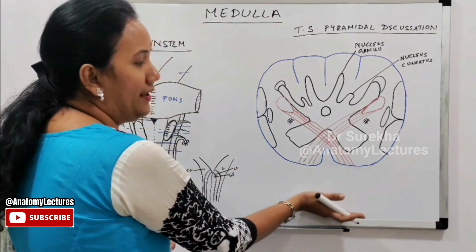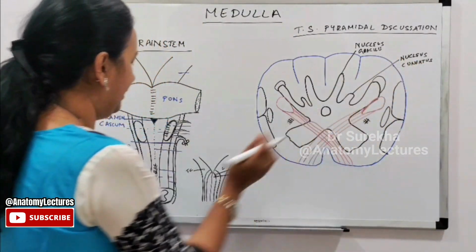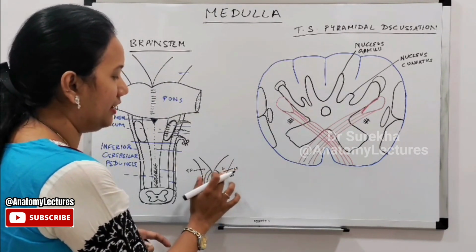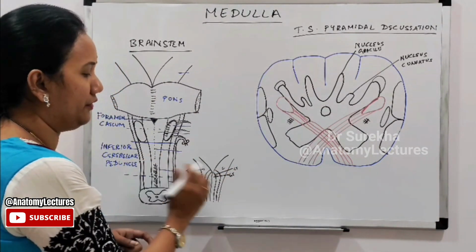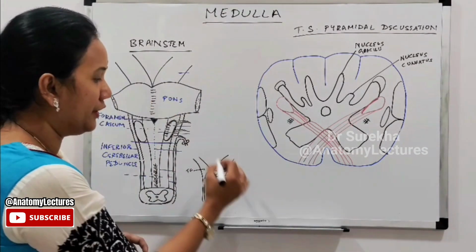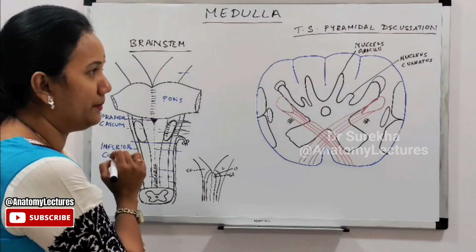So this is the ventral aspect and this is the dorsal aspect. So you relate this here. This is the dorsal aspect of the medulla. We have seen the gracile tubercle and we have seen the cuneate tubercle. The medial most is gracile, and lateral to that we have seen the cuneate tubercle, and lateral to that we have seen one more elevation which is called the tuber cinereum.